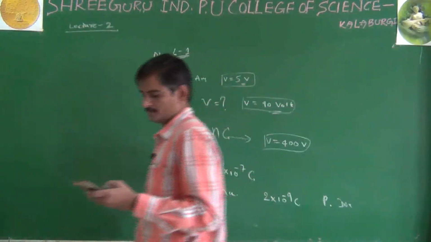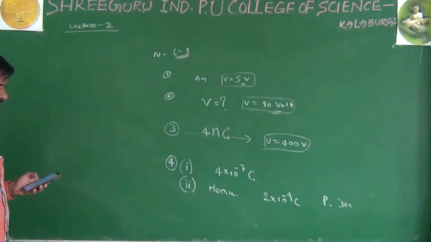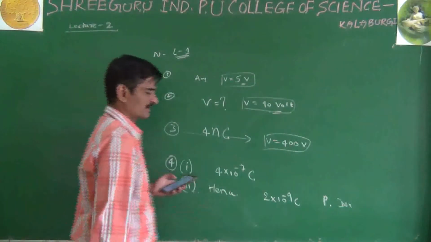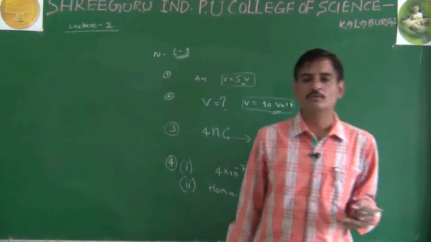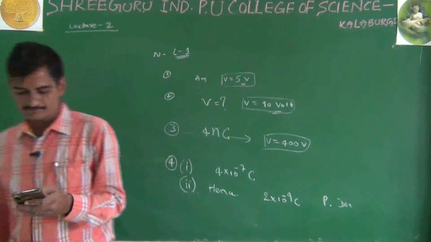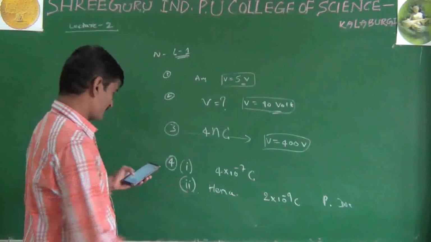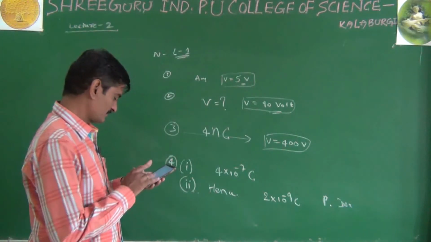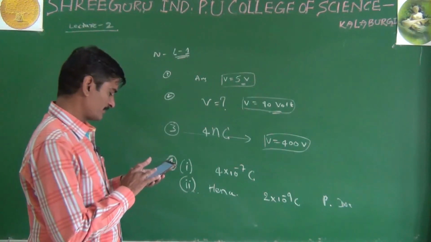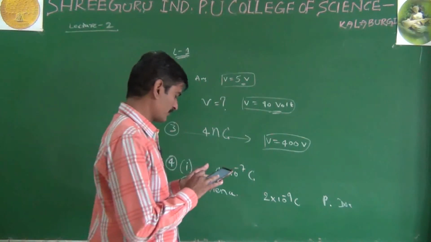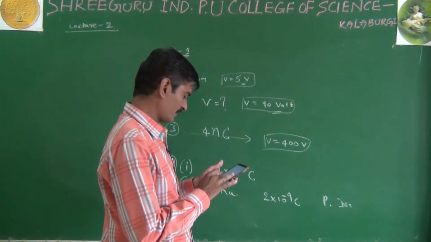You have to... I will tell the answer, numerical answers only. The theoretical answer you have to think and give the answer. Okay. The answer for the first part: calculate the potential at a point P due to a charge of 4 into 10 to the power minus 7 coulomb located 9 centimeter away.